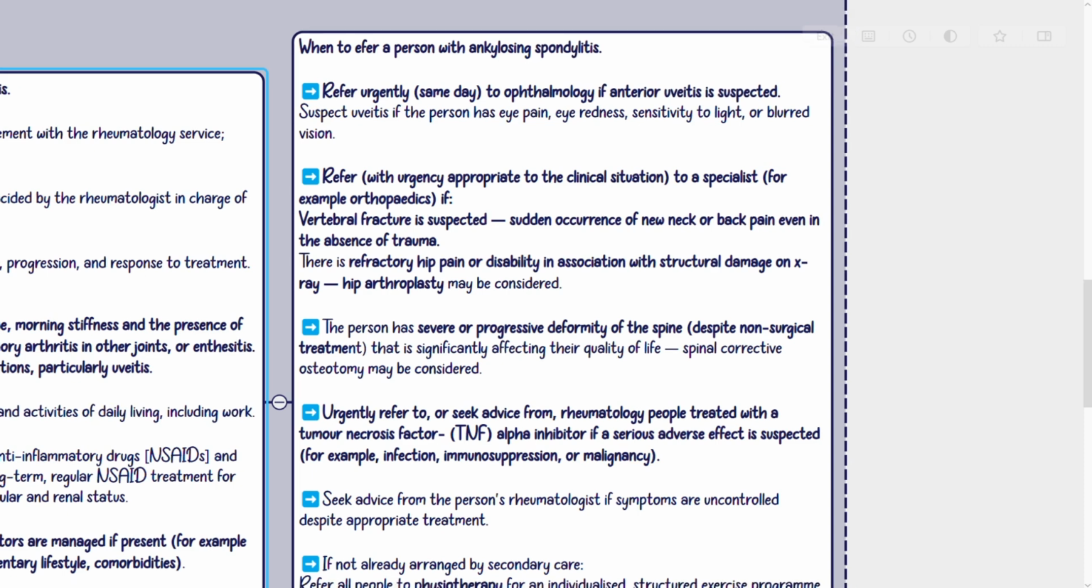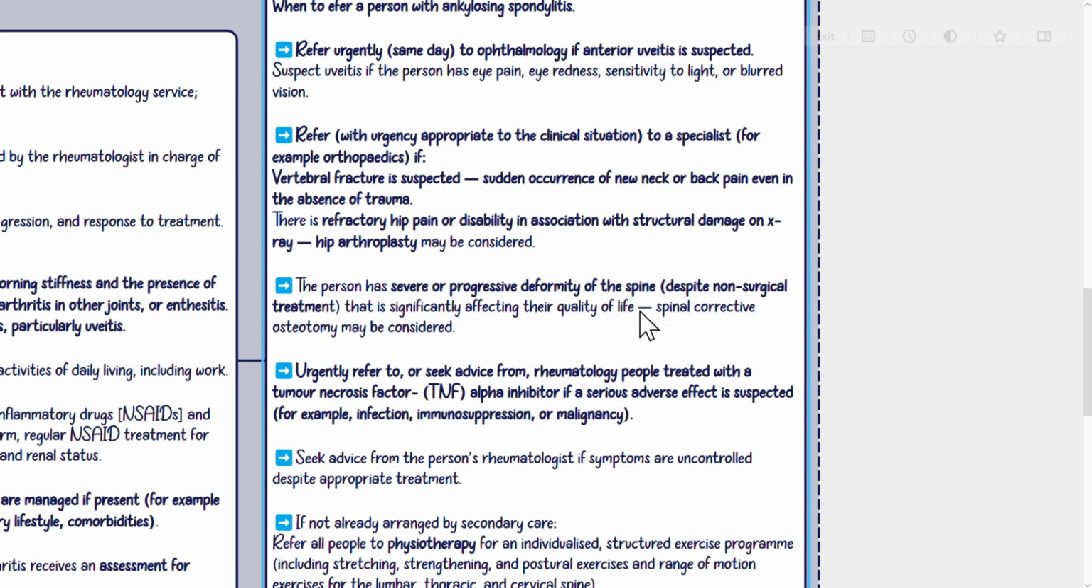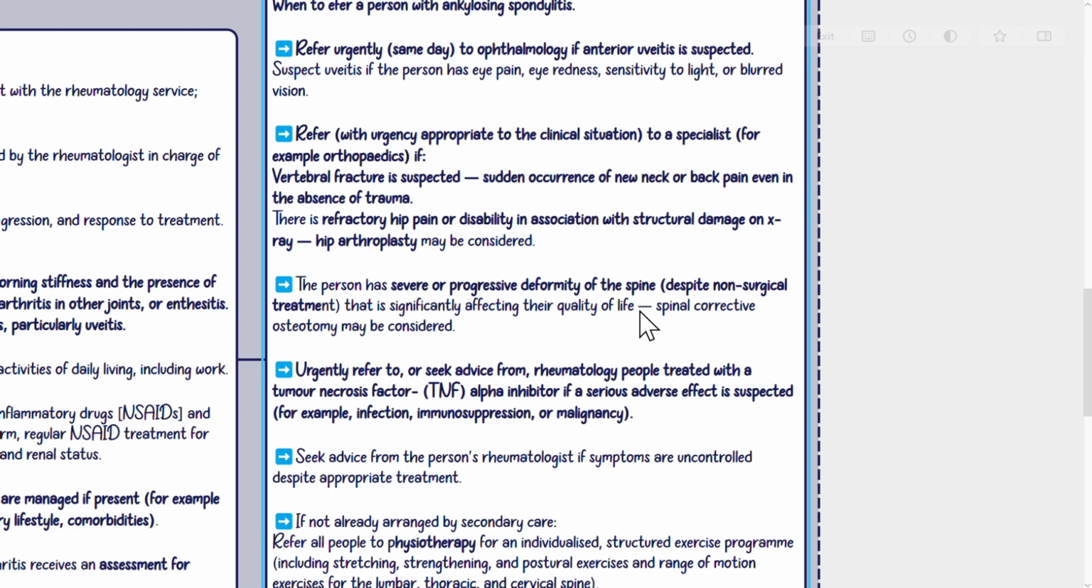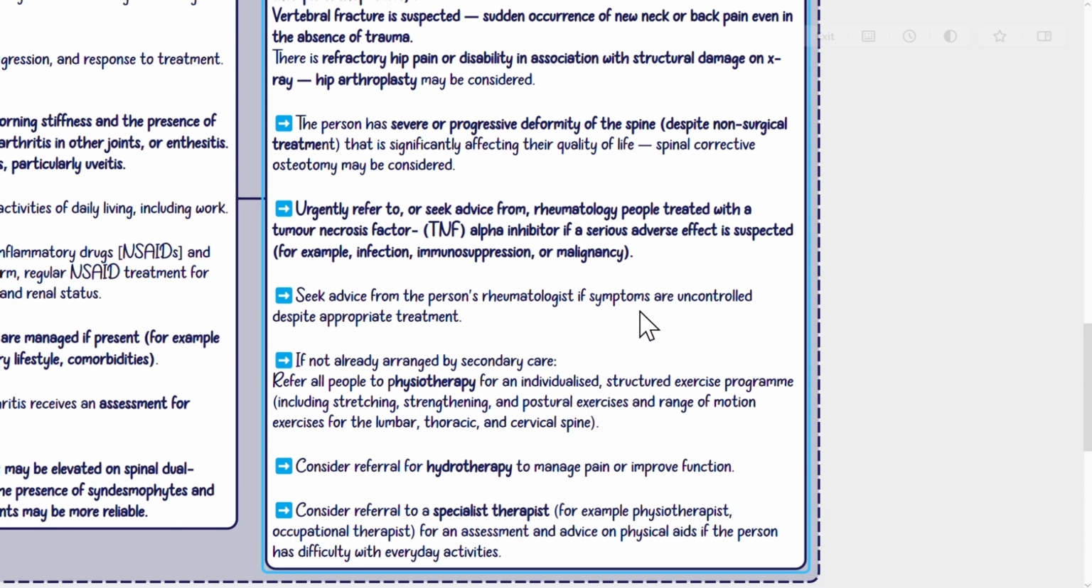When to refer a person with ankylosing spondylitis. Refer urgently, same day, to ophthalmology if anterior uveitis is suspected. Suspect uveitis if the person has eye pain, eye redness, sensitivity to light, or blurred vision. Refer, with urgency appropriate to the clinical situation, to a specialist, for example orthopedics, if vertebral fracture is suspected, for example sudden occurrence of new neck or back pain even in the absence of trauma.